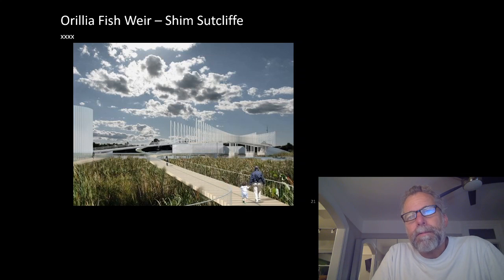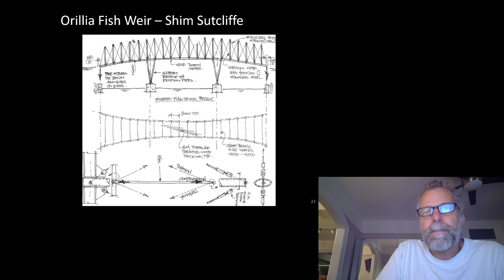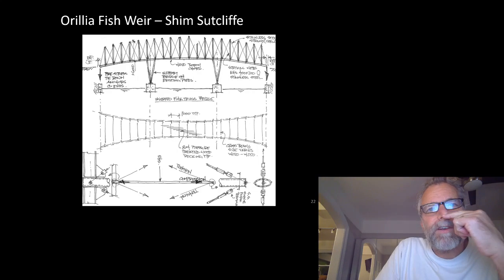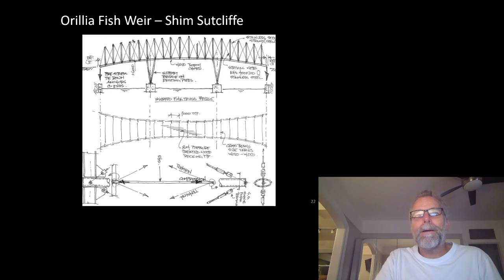This was their concept. So a series of closely spaced vertical poles that were intended to reflect the weirs and also generate something that's iconic. This was our concept for this. This is an inverted Fink truss. So forgive me for using a name.